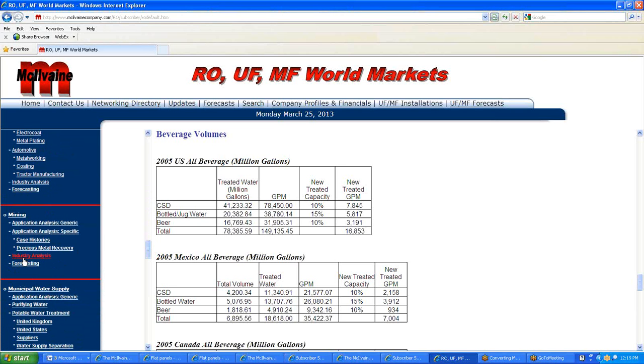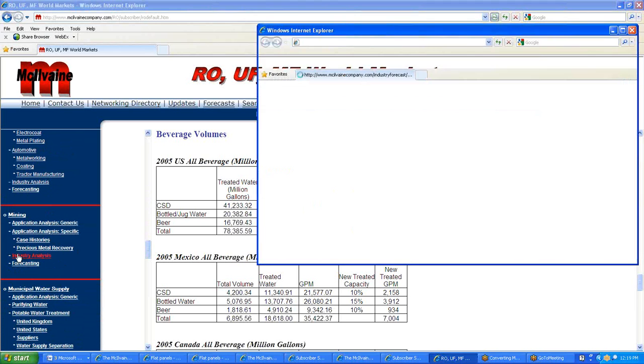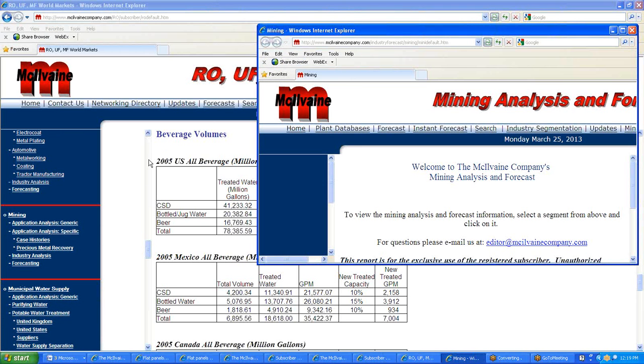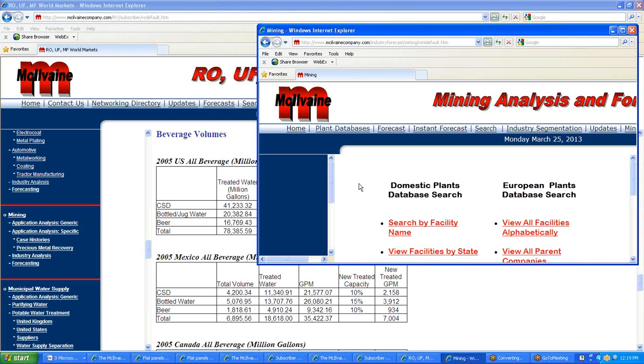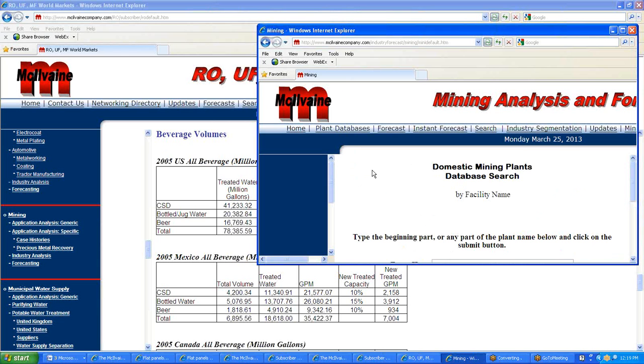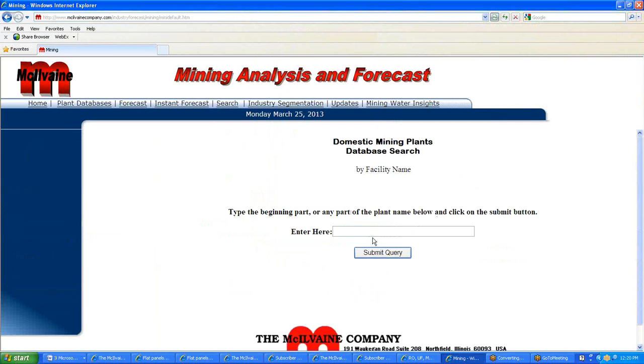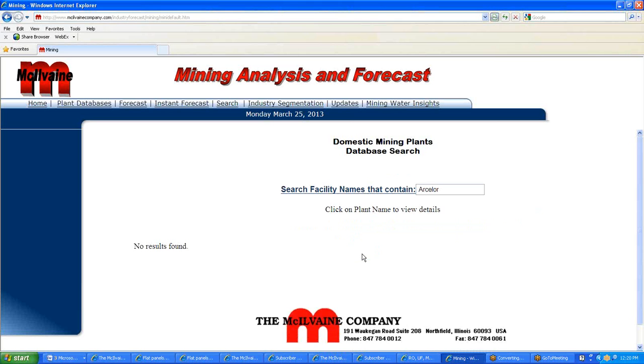So for the mining industry, for instance, you can go in to an analysis of the mining industry, and this is all included with the report. And so you have plant databases even, so you can go into all the different mining companies that are listed on this site. We'll just expand that database. So we'll just talk about Arcelor, for instance, as a name.